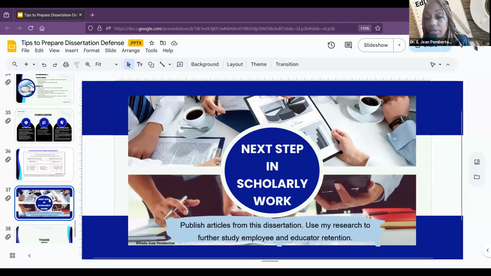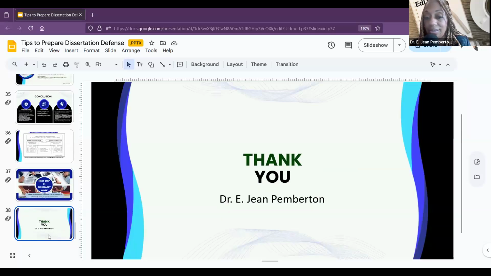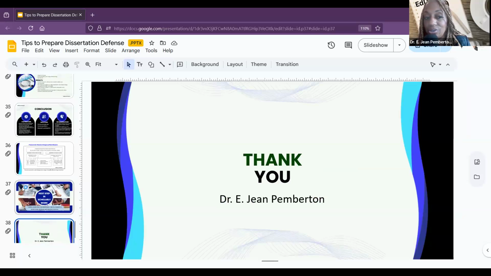You also want to make sure that you share next steps in your scholarly work. Of course, hopefully, your plan is to publish your articles from the dissertation and use your research to further study whatever your research is. Okay, so you definitely want to let them know that you do have plans to go further with your research, and then you can just thank them, and then that concludes your research, your dissertation.